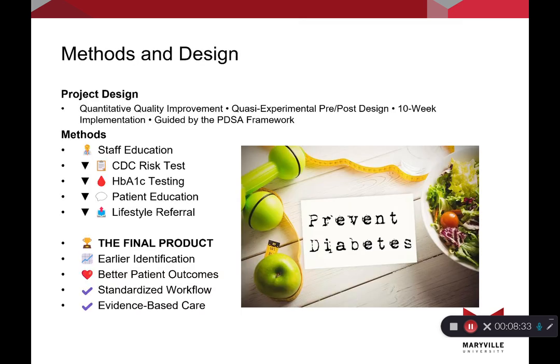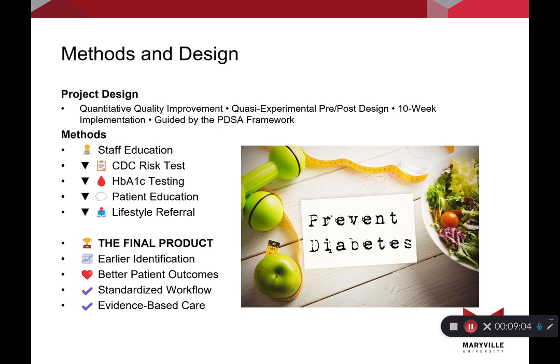Methods and design. This project used a quantitative quality improvement approach with a quasi-experimental pre- and post-implementation design. The implementation model lasted 10 weeks from January to March and was guided by the PDSA framework. The intervention involved several connected components. The first component was staff education.